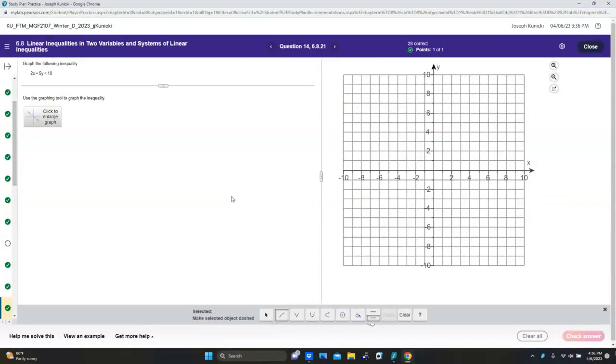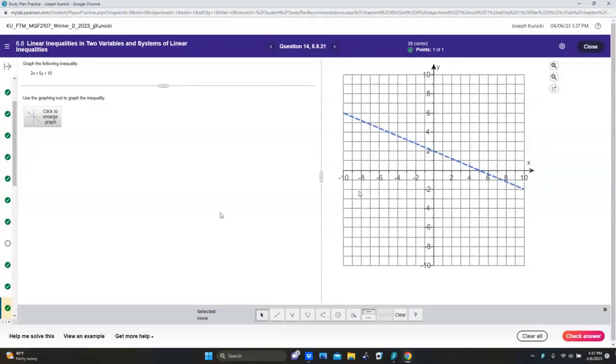Now this one's easy for intercepts, because if 2x plus 5y equals 10 is the line, the dotted line we want, then the two intercepts are (5, 0) and (0, 2). When y is 0, x is 5, and when x is 0, y is 2. So that's easy enough. So (5, 0) and (0, 2), dotted line.